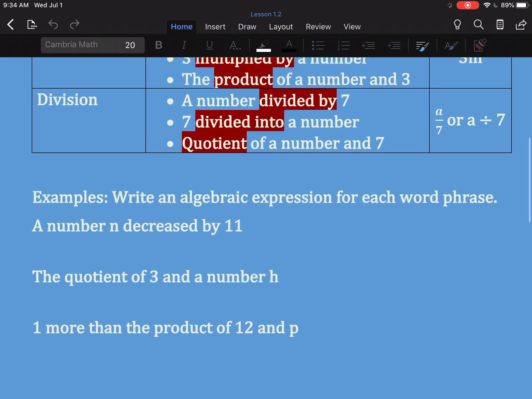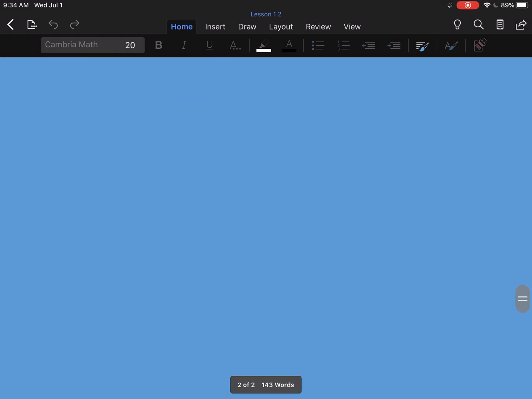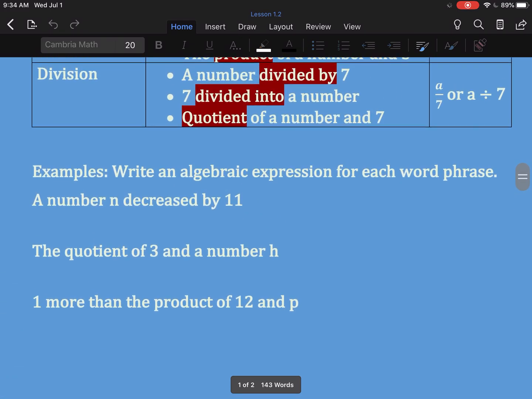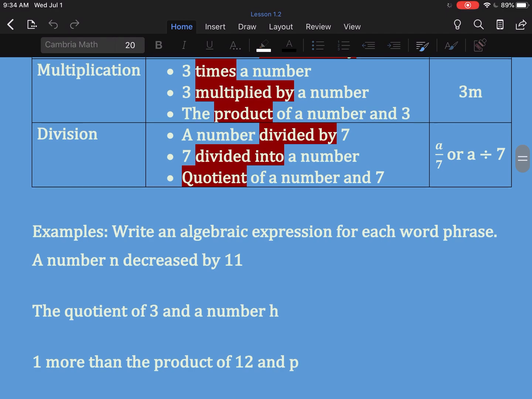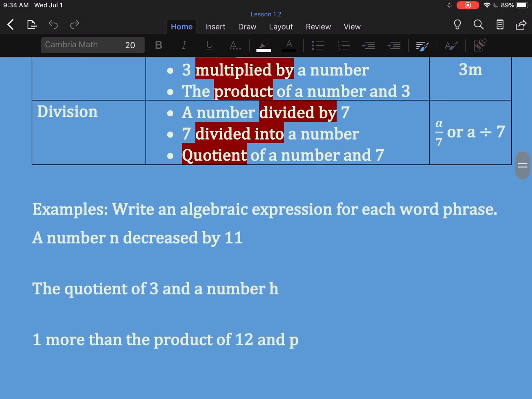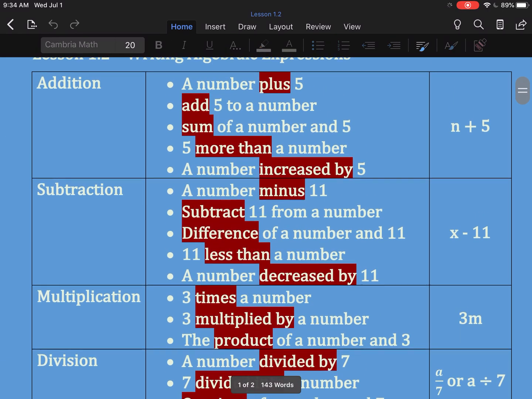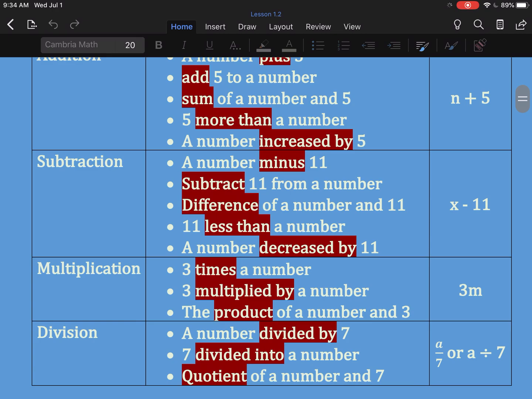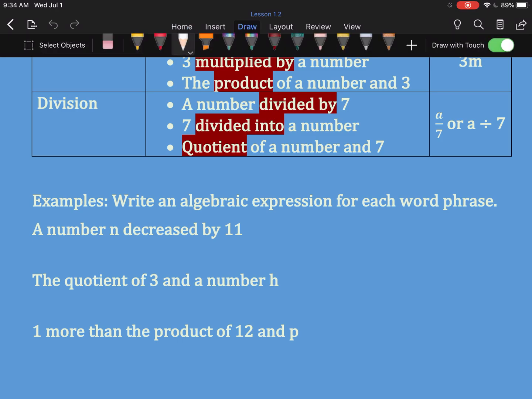Write an algebraic expression for each word phrase. So I'm giving you the word phrase, you are going to write it. A number n decreased by 11. Okay, well, no, don't do that. Decreased by is subtraction. A number decreased by 11. So a number n in particular decreased by 11. That's it.